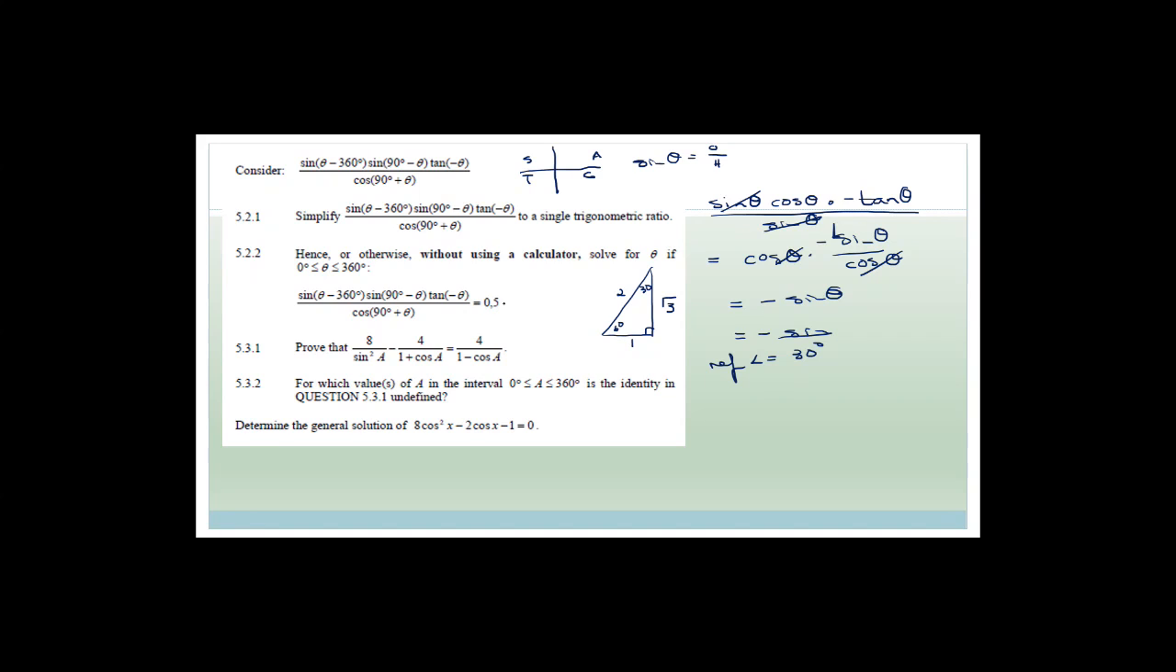So therefore, it has to be in either this quadrant or this quadrant. So therefore, the angle is equal to 210 degrees because it's going to be 180 plus 30, or it's going to be 360 minus 30, which is 330 degrees. There we go. Right, now moving on.